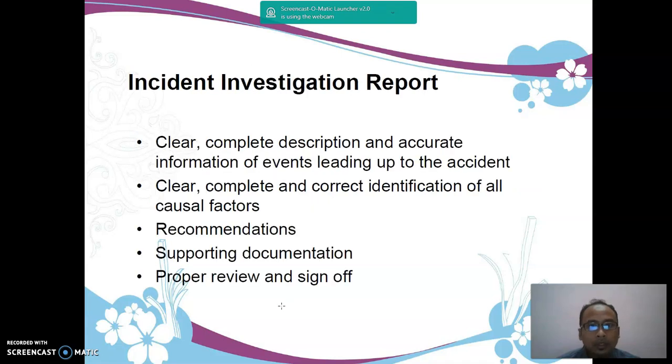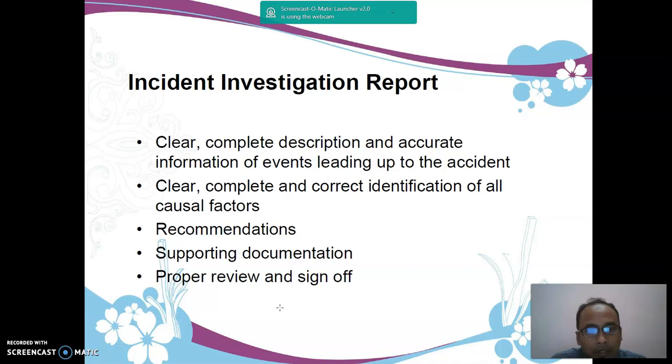So after you have done all the elements that I have stated before, then you have to conclude all the findings in a report. This investigation report must be clear enough. You should show a complete description and accurate information of events leading up to the accident. And then you have to show a clear, complete, and correct identification of all causal factors. What are the causes of the incident in terms of the root causes and the underlying causes of the accident. And then you have to clearly mention the recommendation.